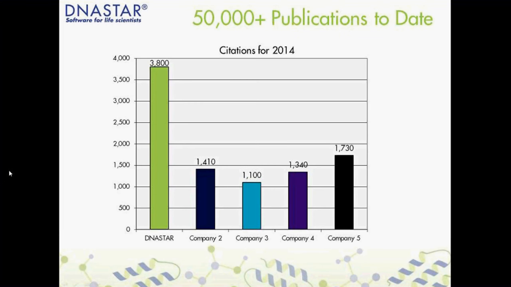This long history and wide use of our applications has made DNASTAR the leader in citations in peer-reviewed journals. For the past 30 years, more researchers have cited DNASTAR software in scientific journals than any other commercially available sequence analysis software. In fact, earlier this year, we surpassed 50,000 total citations in peer-reviewed publications.